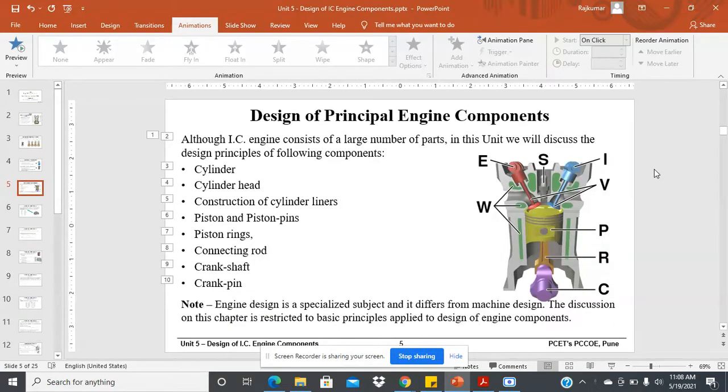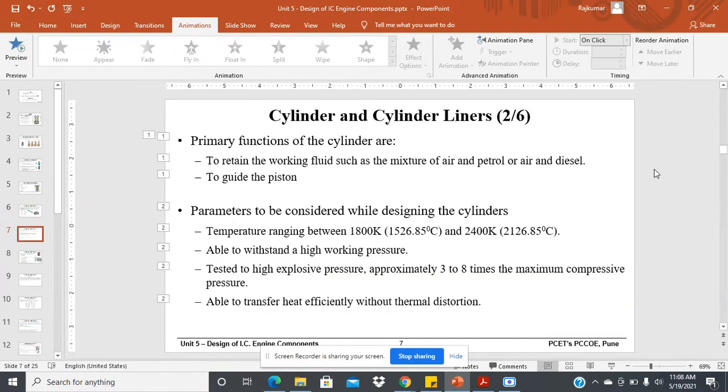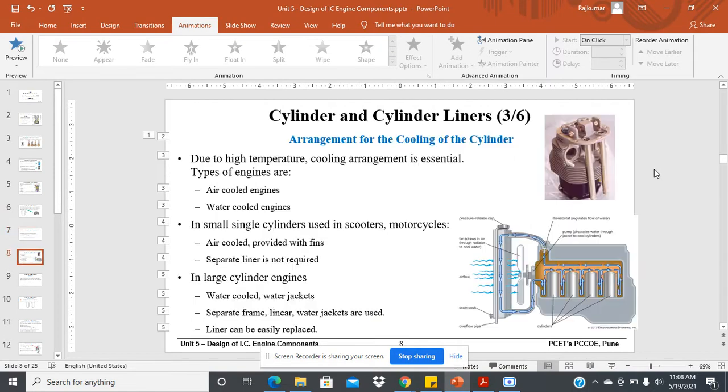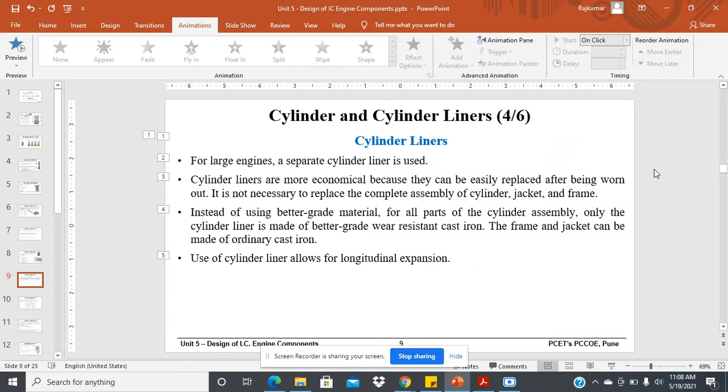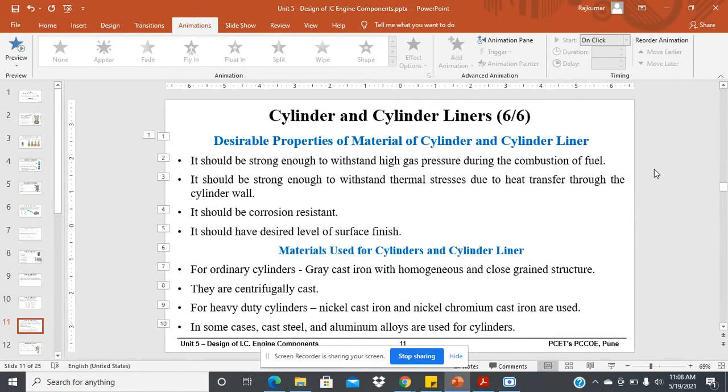Then design principle of engine components. Then we started with cylinder and cylinder liners, their advantages and disadvantages, primary function of the cylinder, parameters to be considered while designing the cylinders, then arrangement for the cooling of the cylinder liners, their advantages and disadvantages in terms of cost we discussed. Then we discussed dry liners and wet liners.